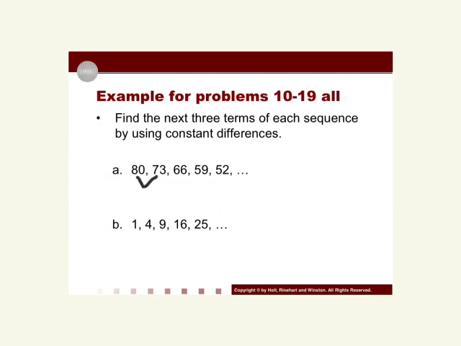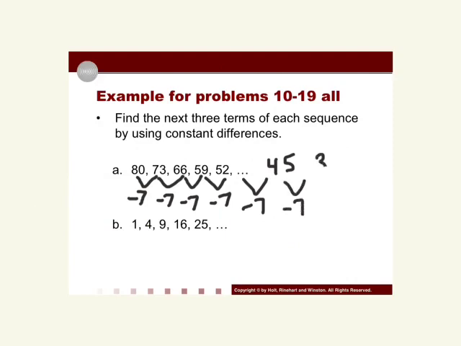80 and 73, what's happening there? Oh, I can see it's going down by 7. 73 to 66, going down by 7. 66 to 59, down by 7. 59 to 52, down by 7. So as you can see, it keeps going down by 7. So if it continues this pattern, then we would take away 7 and we would get 45. We would then take away 7 and we would get 38. We would then take away 7 and we would get 31.